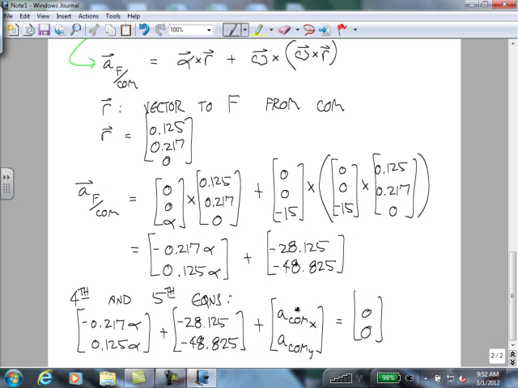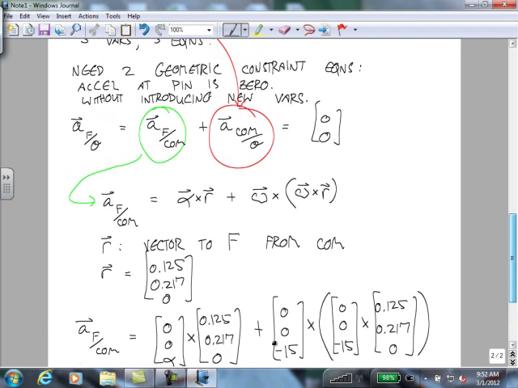Okay, it looks like sort of a mess, but all it's saying is relative to the origin, the acceleration of that point F has to be 0, 0. And we used the relative motion equation and the circular motion equation to get it. Okay, and we're pretty much always going to use those two equations. Those are where that constraint equation is always going to come from.